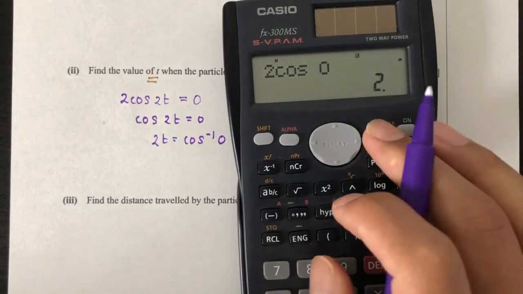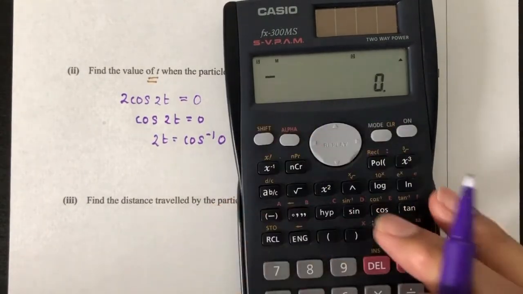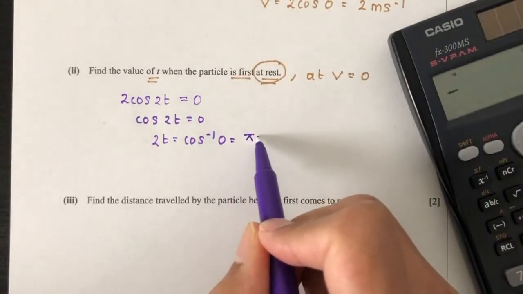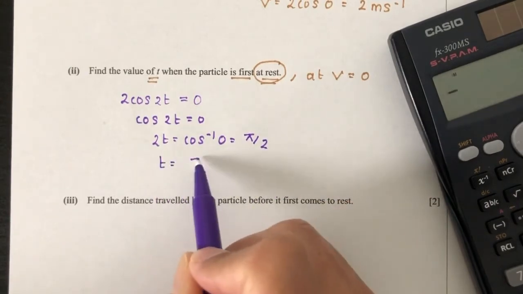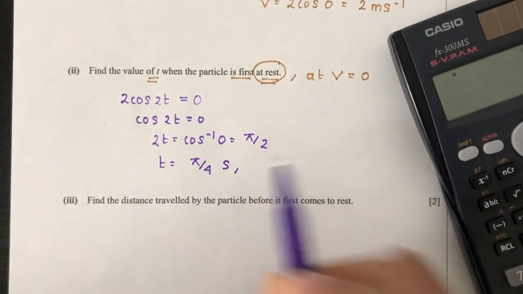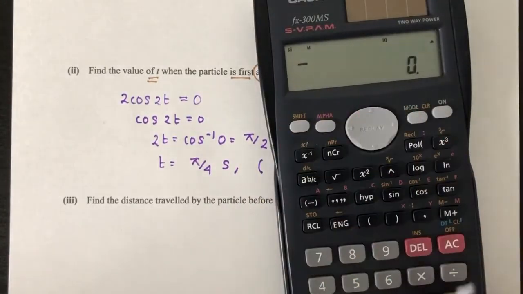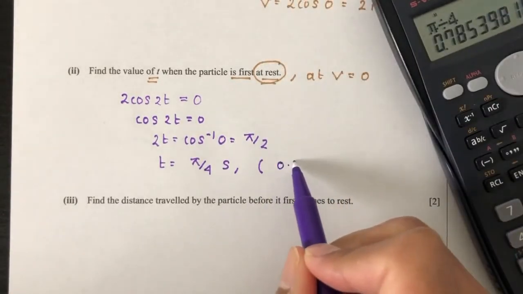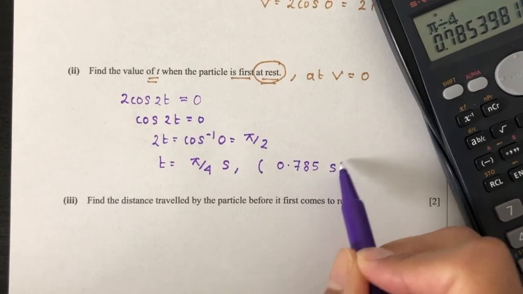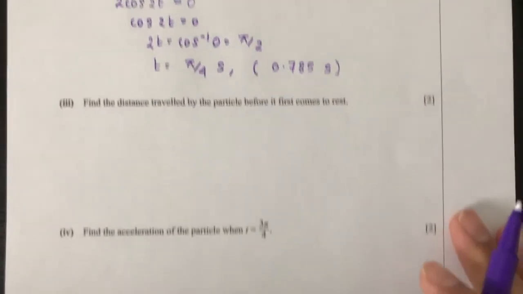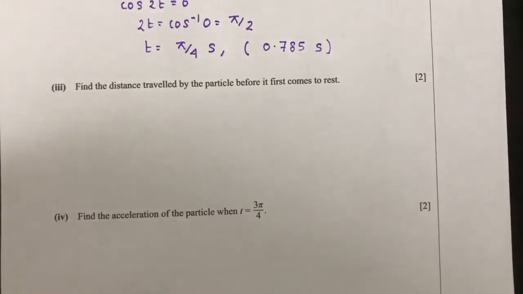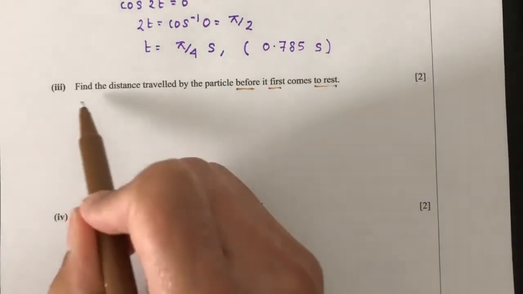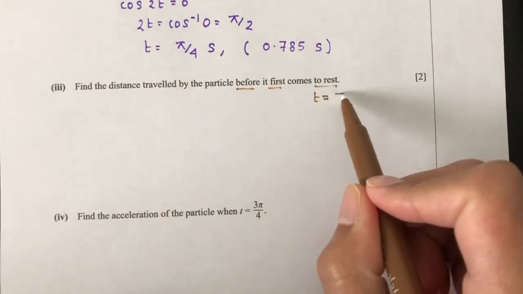What is cos inverse of 0? That is 90 degrees, which is basically pi by 2. Now t will be pi by 4 seconds. But if you want to write decimal places, you can do that as well. So pi by 4 is 0.785. If you want to write decimal places, that will be your answer as well, correct to 3SF. Now for part 3, find the distance traveled by the particle before it first comes to rest. So we know that it comes to rest at t equal to pi by 4.